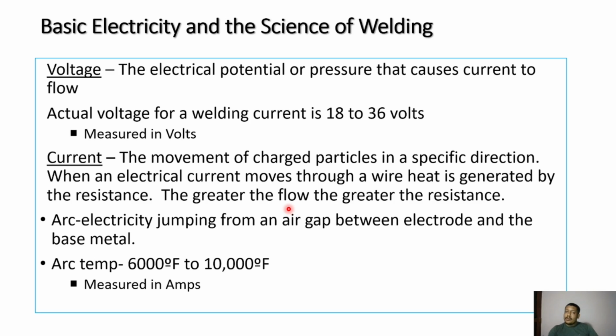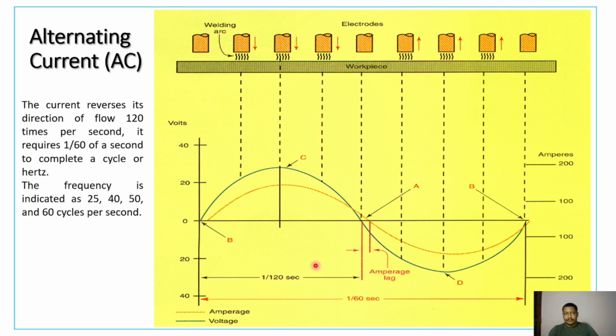So depending on what type of joint or what depth you require, the polarity will have an influence. I'll come to that in the next slide. Arc electricity is nothing but current jumping across an air gap between the electrode and the base metal. Normally the arc temperature is around 6000 degrees Fahrenheit to 10,000 degrees Fahrenheit.